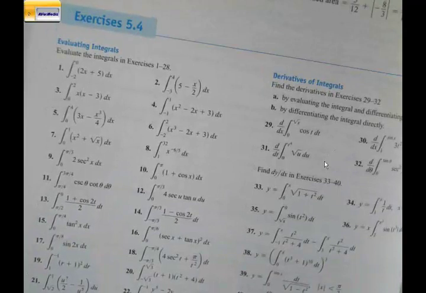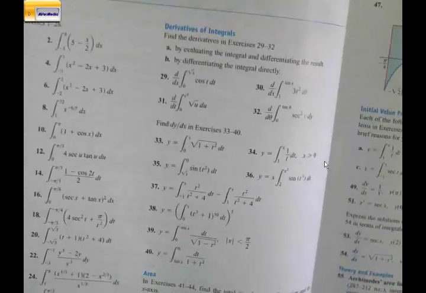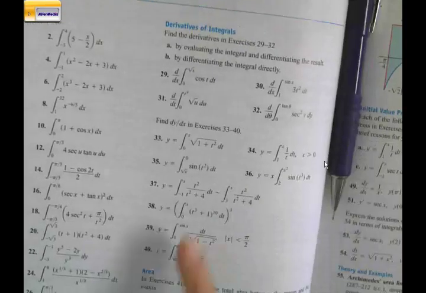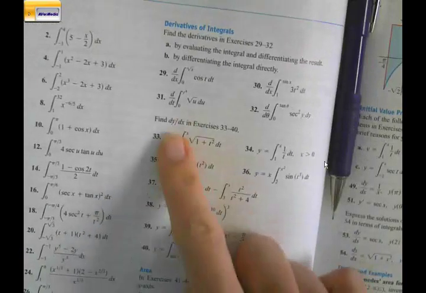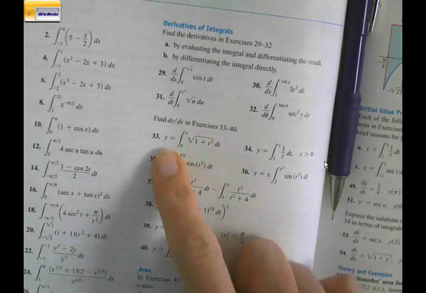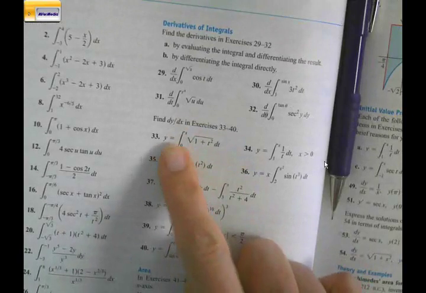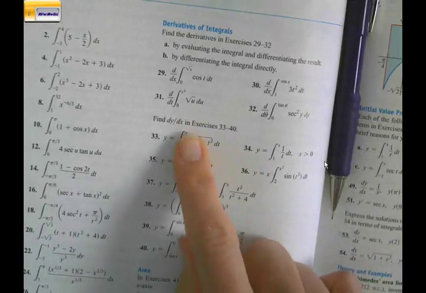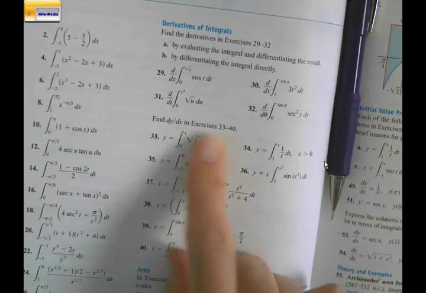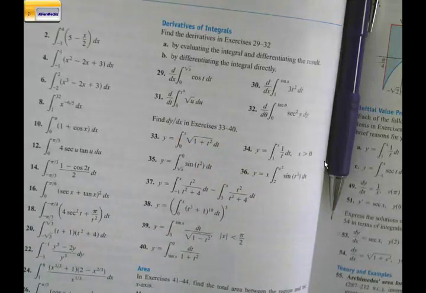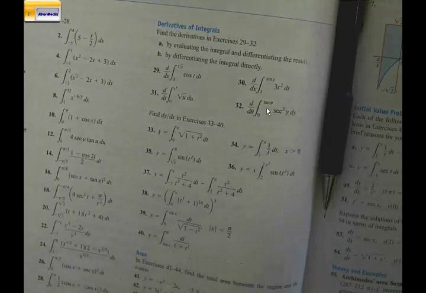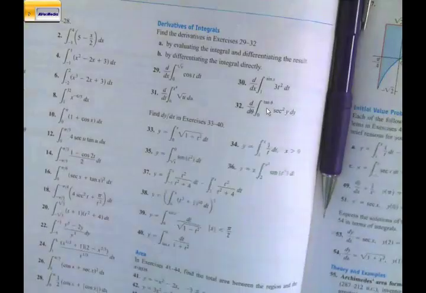Now, right here, the questions are a little in reverse of the way the material was taught in the section. On numbers 33 through 40, they're telling you to take the derivative of y, which means take the derivative of the antiderivative, reversing the antiderivative. Really interesting stuff.